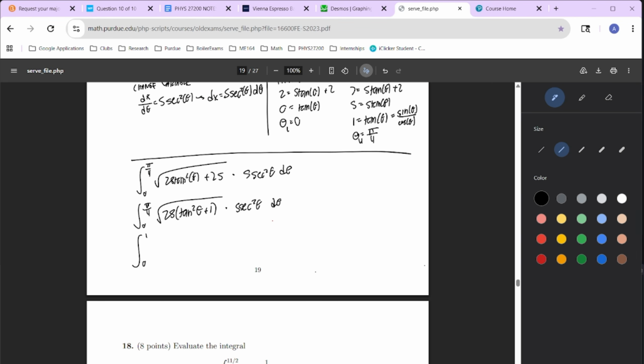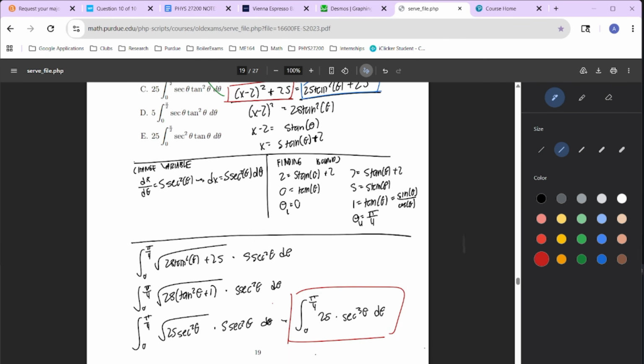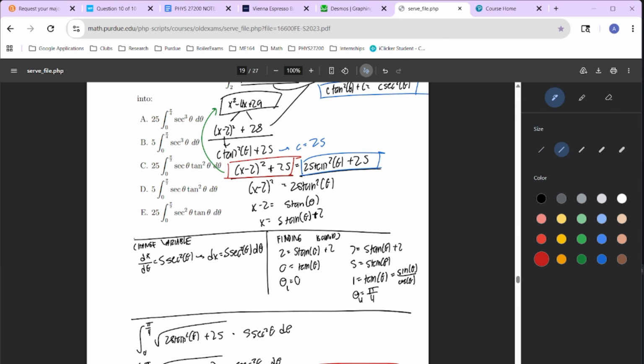Then we get the integral from 0 to pi over 4 of the square root of 25 secant squared of theta multiplied by 5 secant squared of theta, d theta. You take the square root of everything, and you get the integral from 0 to pi over 4 of 5 multiplied by 5 secant cubed of theta, d theta. This will just become 25. And this is the most simplified version of our integral. Is it equal to an answer choice? That would in fact be equal to answer choice A.